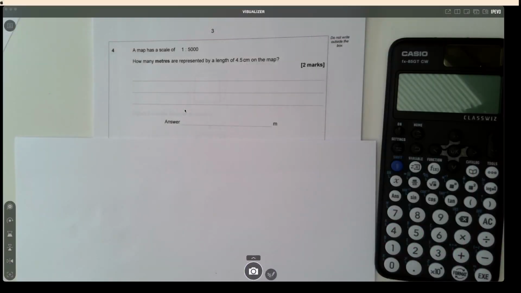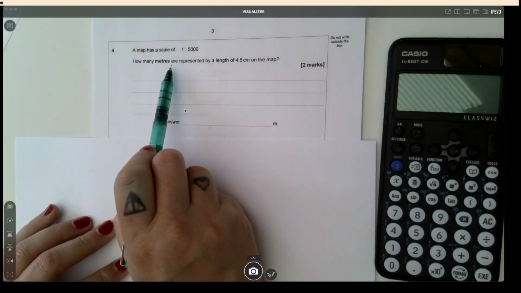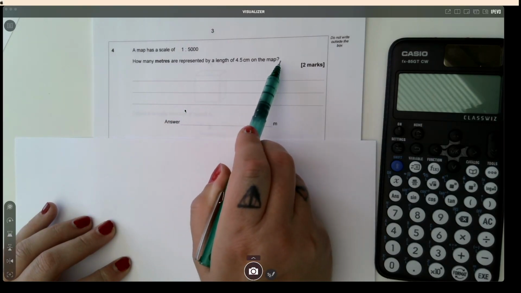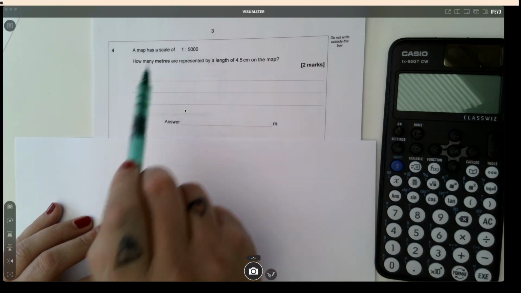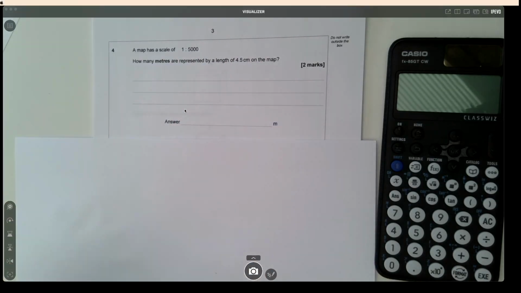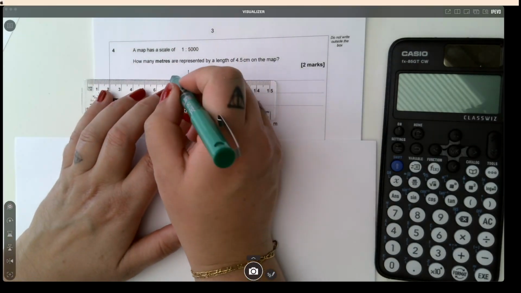Question 4. A map has a scale of 1 to 5,000. How many metres are represented by a length of 4.5 centimetres on the map? So this is 1 to 5,000 centimetres. So if we've got 4.5 centimetres, let's draw ourselves a little bit of a proportion table.